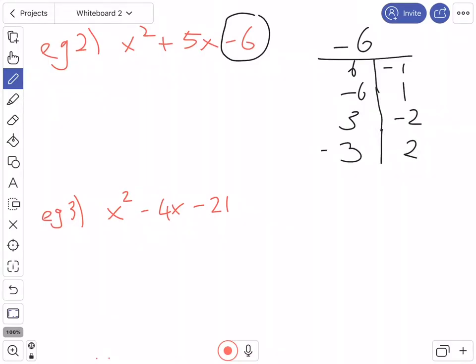So if I add these together, I'm looking now to get the middle term, and the middle term is the 5. If I check the first one, 6 take away 1, that is going to give me a +5. If I check the second one, -6 and 1, that is going to give me a -5. 3 take away 2 is going to give me a 1, and -3 + 2 is going to give me a -1. So I know it has to be the first one.